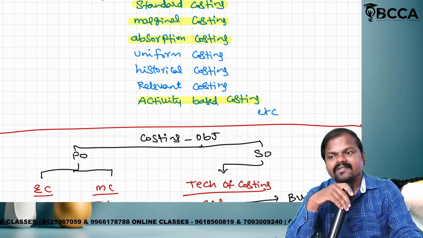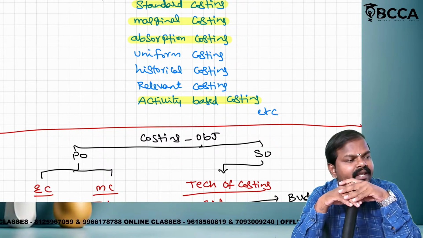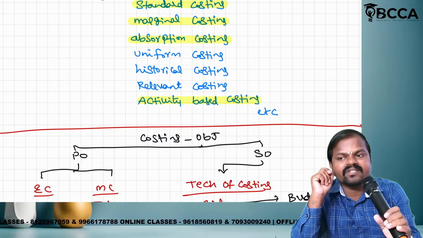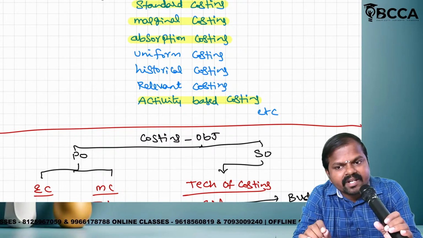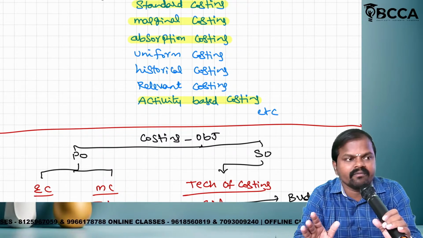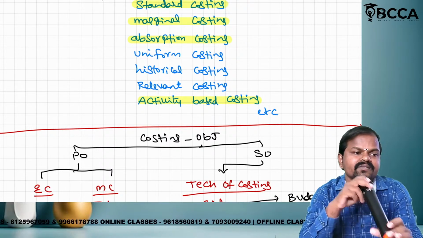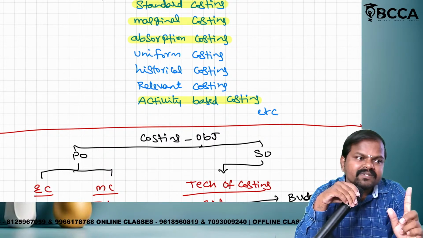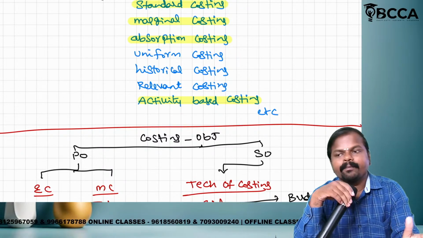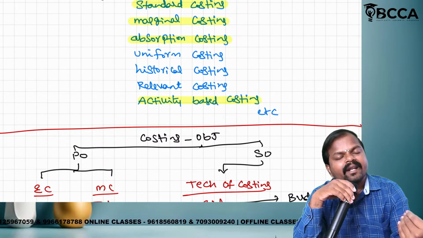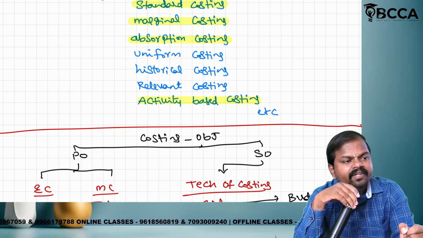In our previous class, we discussed the term manufacturing cost. What is meant by manufacturing cost? Manufacturing cost means any cost which is incurred by the organization for two types of purpose. Purpose number one, manufacturing of goods. Purpose number two, rendering of services. Any cost means total cost.